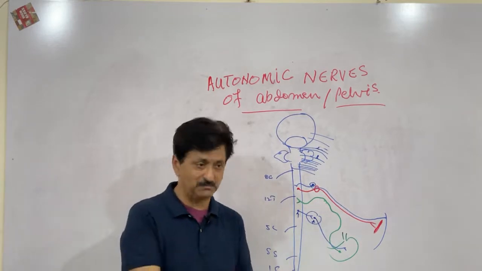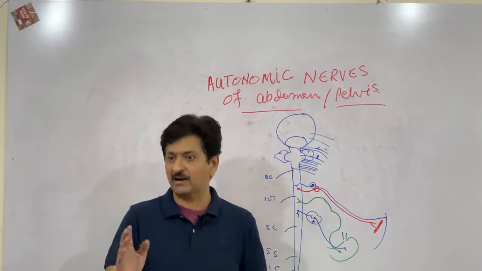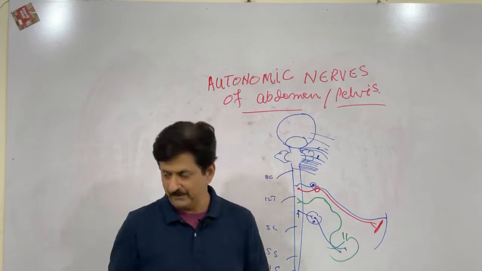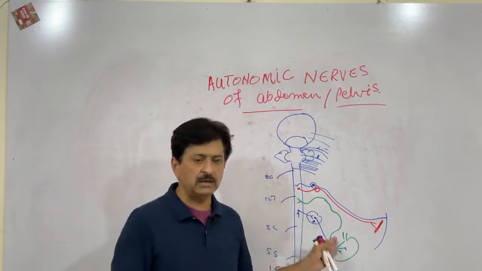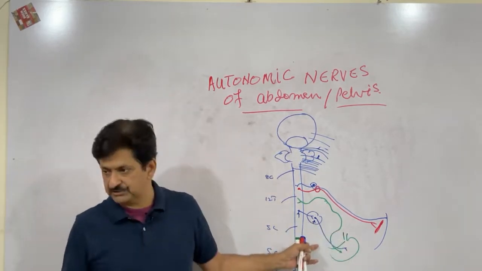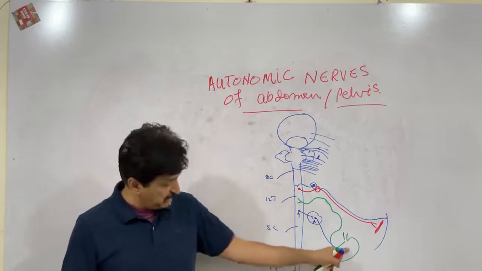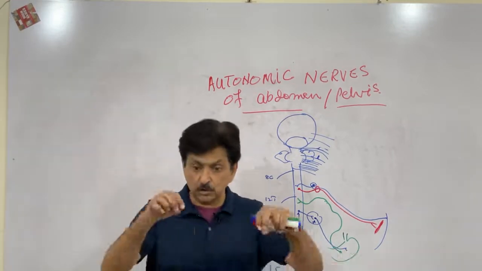Actually, if it's not white, it should be black. But they are not black, but at least they are gray. So we call them gray rami communicants. And it's at the gray rami communicants endings that the neurotransmitter is released.